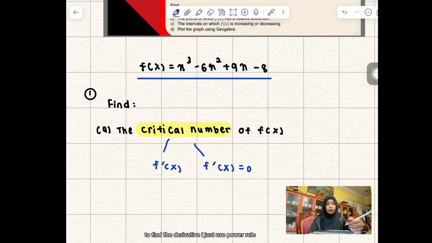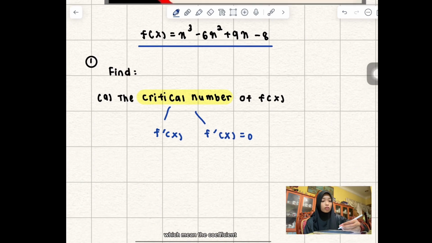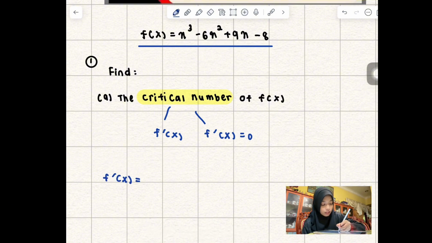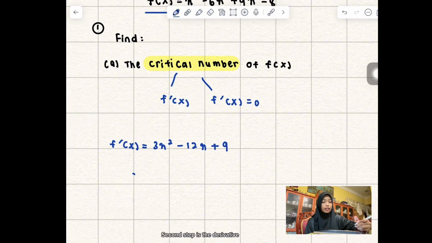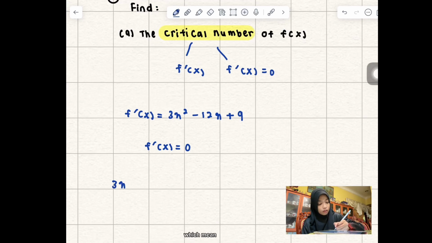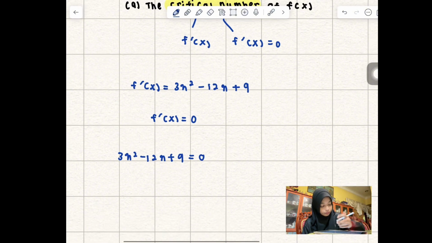To find the derivative, I just use the power rule, which means the coefficient multiplies with the exponent, and then I reduce the exponent by 1. So the derivative is 3x squared minus 12x plus 9. That is our first step. Second step is the derivative must equal 0, which means 3x squared minus 12x plus 9 is equal to 0.